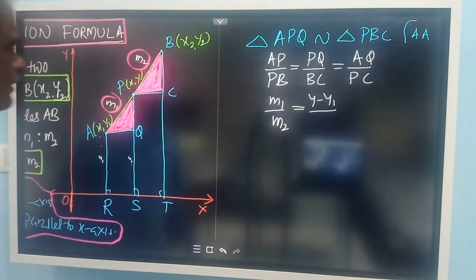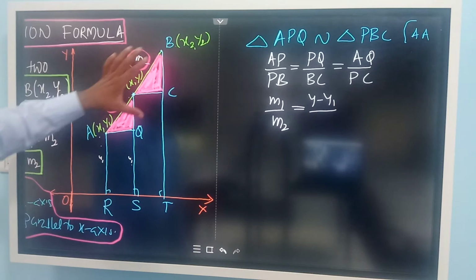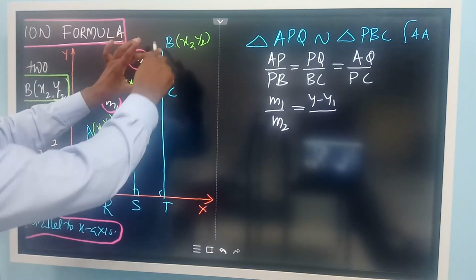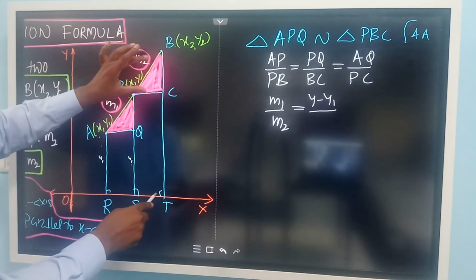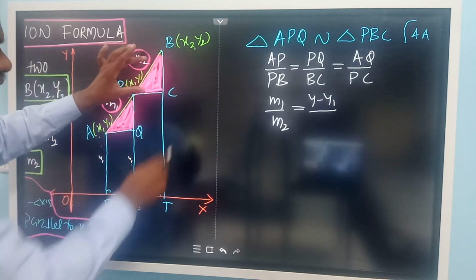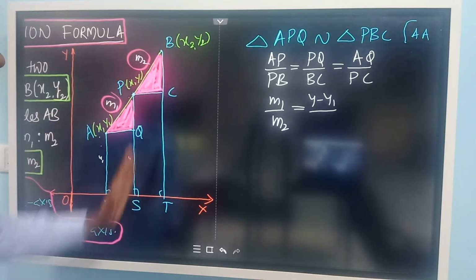Divided by BC. Tell me what is BC now? BC is this much, the total length. What is the total length here? What is the total length from here to here? The vertical line.